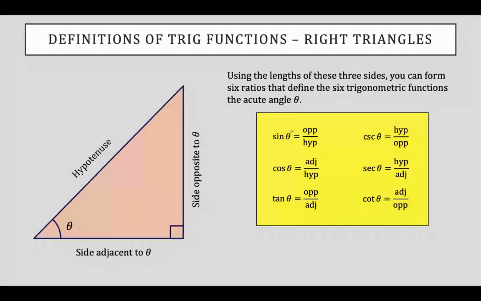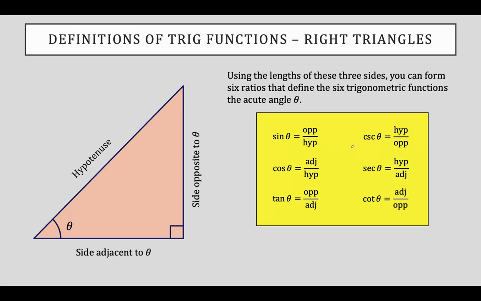To evaluate the sine of this angle theta, we take the ratio of the opposite side divided by the hypotenuse. To evaluate the cosine of an angle theta, using a right triangle, we take the ratio of the adjacent side divided by the hypotenuse. To evaluate the tangent of theta, we take the ratio of the opposite side of the triangle divided by the adjacent side of the triangle.